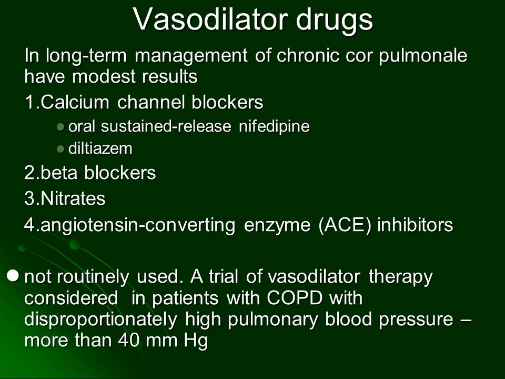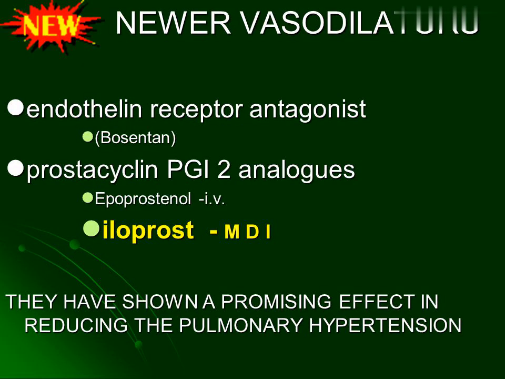Vasodilator drugs in long-term management of chronic cor pulmonale have modest results. 1. Calcium channel blockers: oral sustained-release nifedipine, diltiazem. 2. Beta blockers. 3. Nitrates. 4. Angiotensin-converting enzyme, ACE, inhibitors. Not routinely used. A trial of vasodilator therapy is considered in patients with COPD with disproportionately high pulmonary blood pressure, more than 40 mm Hg.